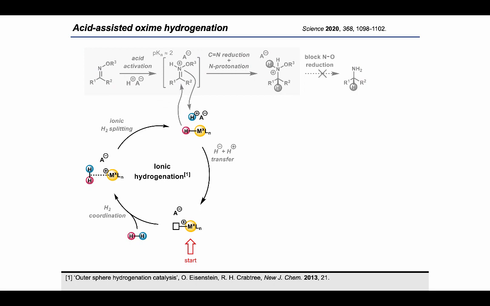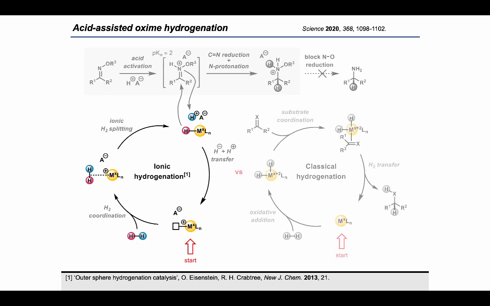This type of hydrogenation, whereby the substrate receives a proton and a hydride via an outer sphere mechanism, meaning that the substrate is not bound to the metal, is known as ionic hydrogenation. The proton and the hydride species can be generated catalytically from a cationic metal complex after dihydrogen coordination and its subsequent heterolytic splitting assisted by the conjugate base of the acid.